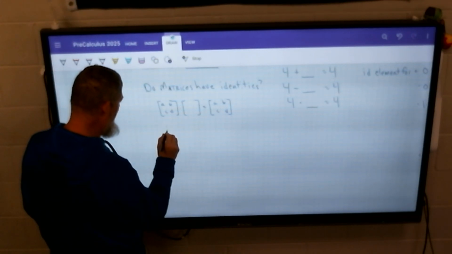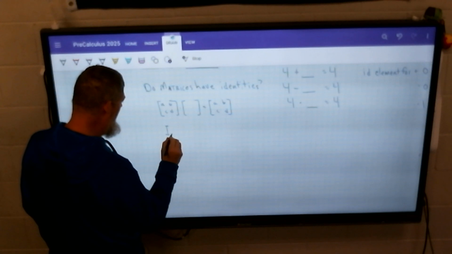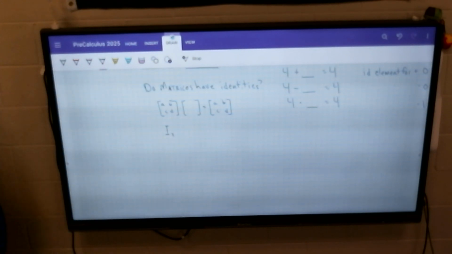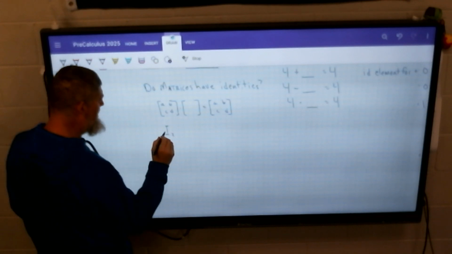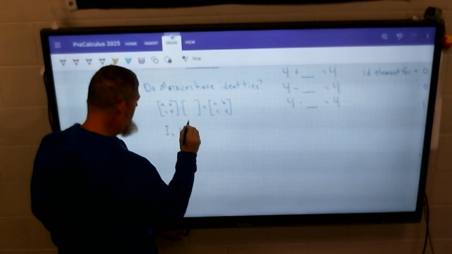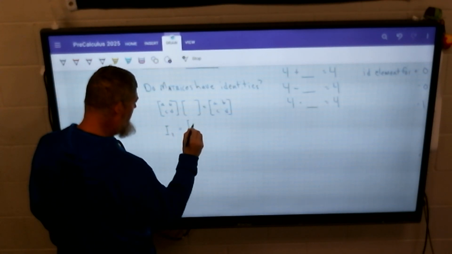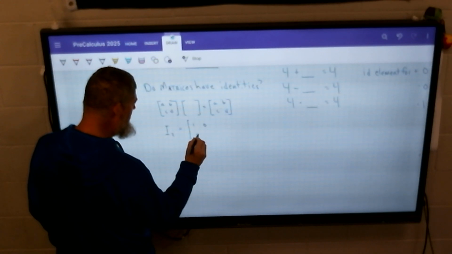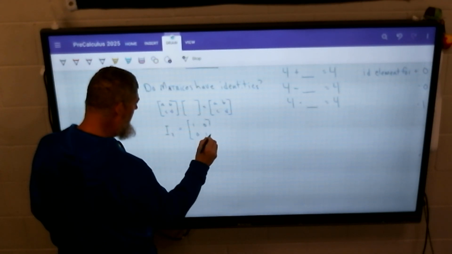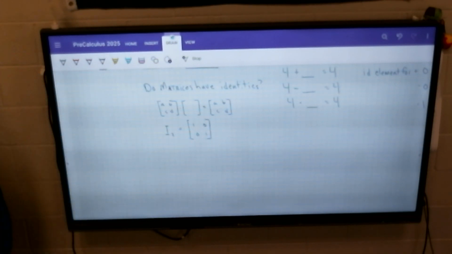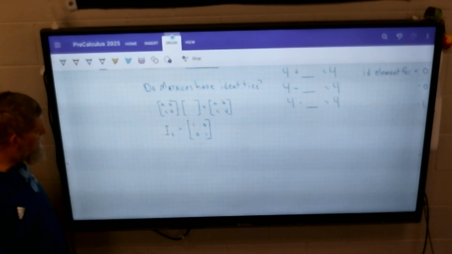So, the identity element for a square 2x2 matrix. The identity for 2 is going to look something very similar to what you've seen. It's going to be 1, 0, 0, 1. That's the identity element for matrix multiplication. Obviously for matrix addition, it would just be 0, 0, 0, 0. But for matrix multiplication, it's going to be 1, 0, 0, 1.